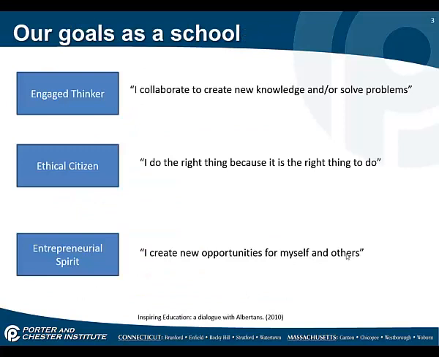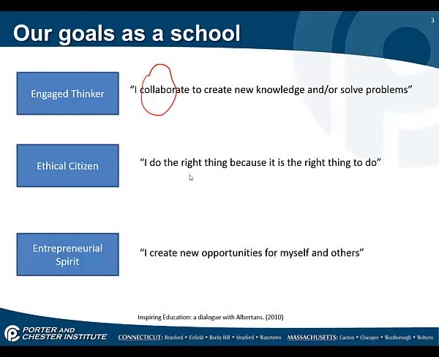So what we're doing is we're creating an engaged thinker, we're creating ethical citizens, and we're creating an entrepreneurial spirit. By engaged thinker, I mean the student might say, I collaborate to create new knowledge and or solve problems. That's an engaged thinker. The collaborate part of this is very, very important. Okay? They have to be able to collaborate. The ethical citizen: I do the right thing because it's the right thing to do. No one's telling them to do the right thing.